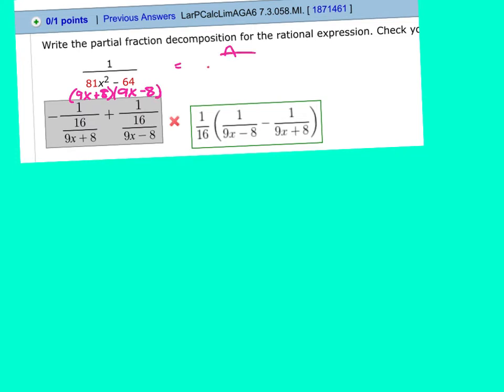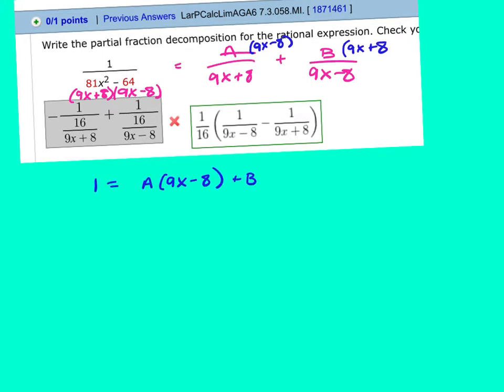So I get A over 9x plus 8, B over 9x minus 8. And then this is going to get multiplied by 9x minus 8, and this by 9x plus 8. So I get 1 equals A(9x minus 8) plus B(9x plus 8). So I'd have to figure out what to plug in by either setting these equal to 0 or trying to figure out what's going to cancel those out, same concept.